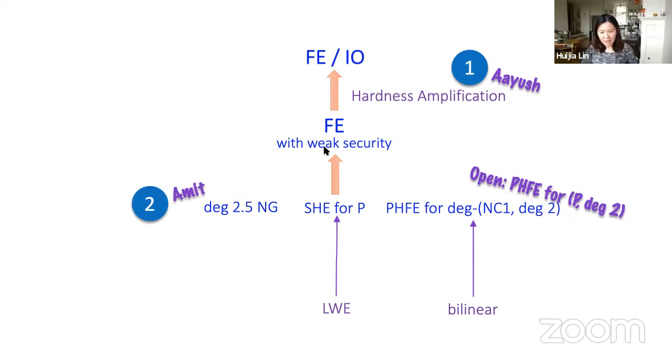And I gave you sort of the rough guideline on how to obtain a degree 2.5 noise generator, but did not give you a very specific candidate. But in the later talk, Amit is going to talk about what the concrete candidates are and some of the cryptanalysis. And that's it. Thank you.